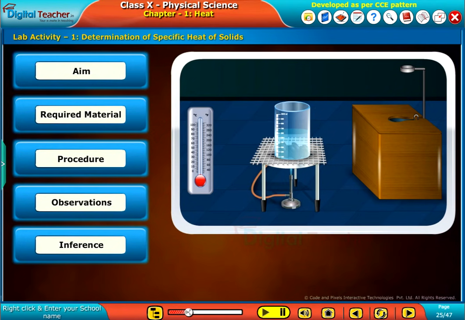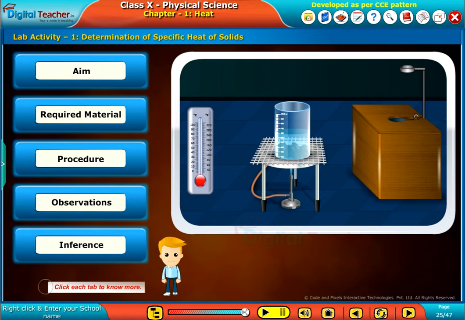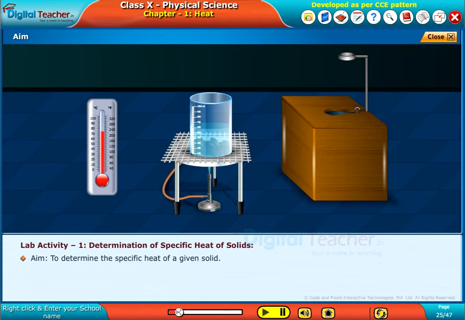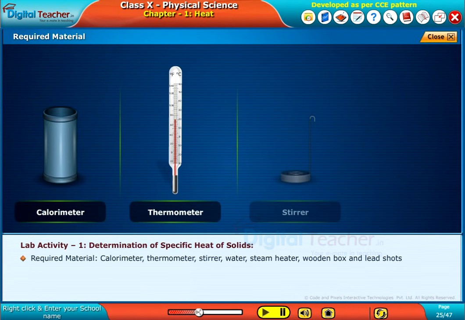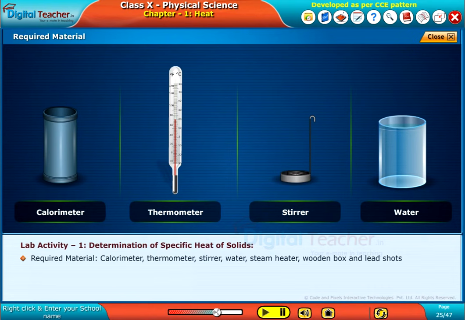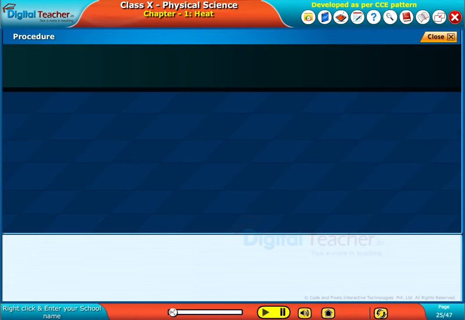Let us do a lab activity for determination of specific heat of a solid. Click each tab to know more. The aim of this lab activity is to determine the specific heat of a given solid. Materials required are calorimeter, thermometer, stirrer, water, steam heater, wooden box, and lead shots. Let us follow the procedure.